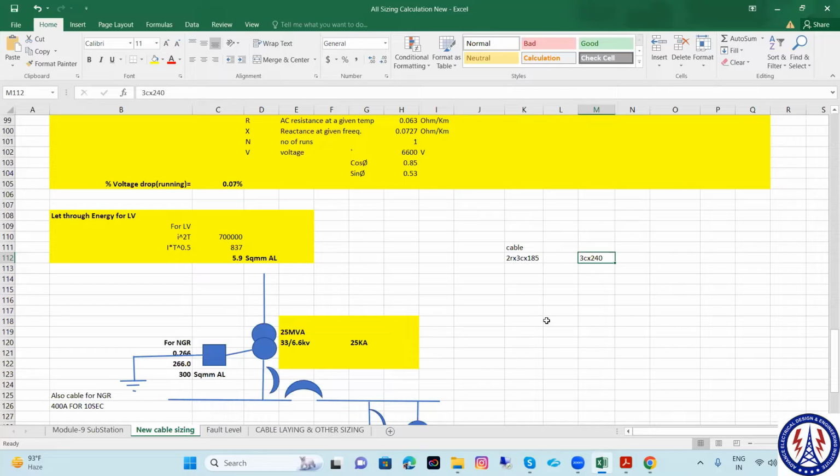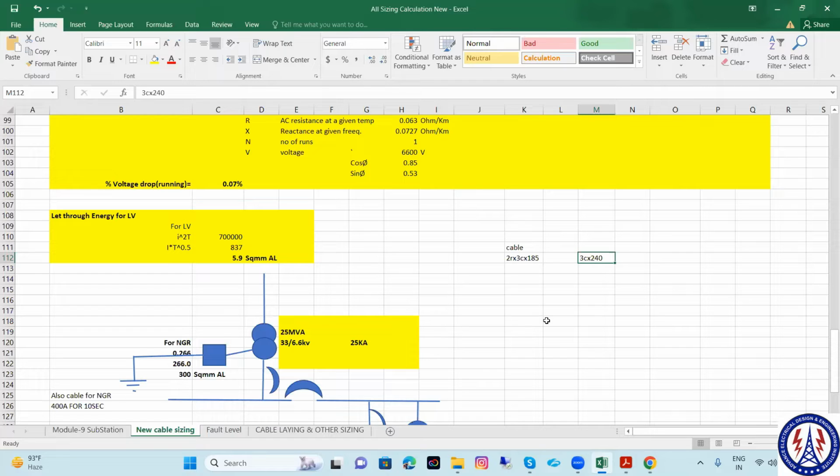Sir, use Kirchhoff's current law. Both cables will carry the same current. But he hasn't mentioned whether the size of the cable is the same in the two runs. Okay, as per Kirchhoff's law, if the size is different, the current will be divided.